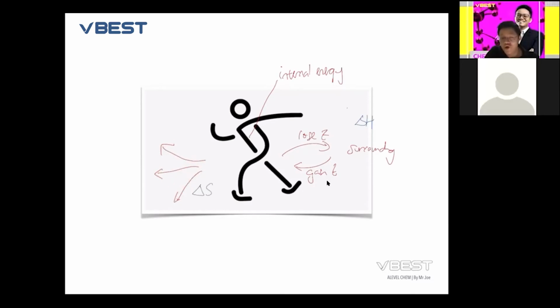So entropy tells us how randomly the energy is going to be distributed. When you're running, whether you want to run fast, run slow, run to the right side, run to the left side, run backward, or run forward, all this randomness that is hardly identifiable is called entropy.